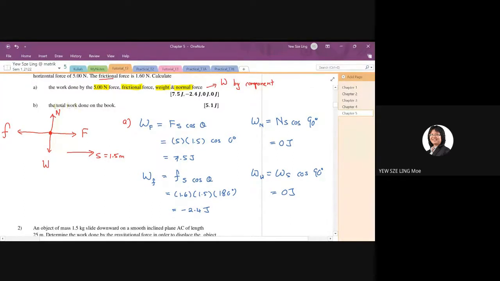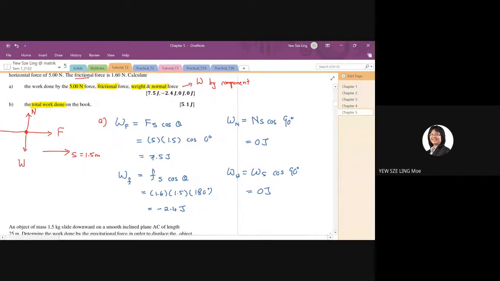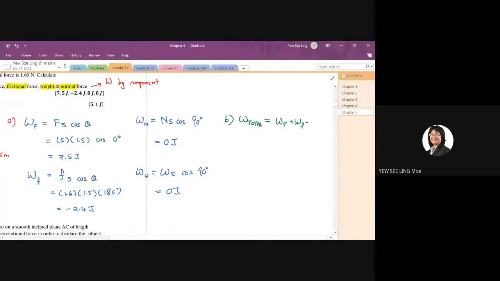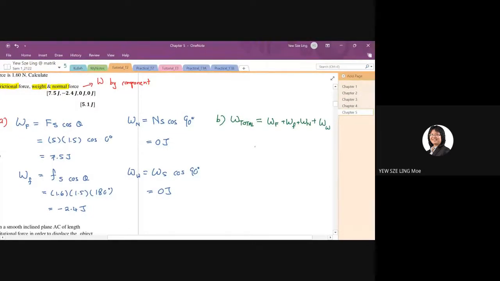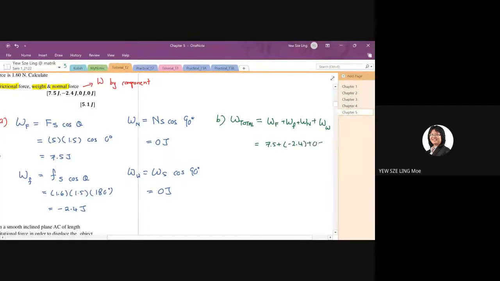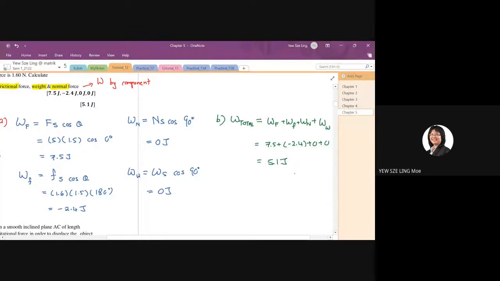How are you going to calculate total work done? So you have 2 methods, and again, I'm going to show you both of them. First method, W total straight away equals to W_F plus W_f plus W_N plus W_W, which is then equals to 7.5 plus negative 2.4 plus 0 plus 0, which is then equals to 5.1 joule. So this is method number 1.